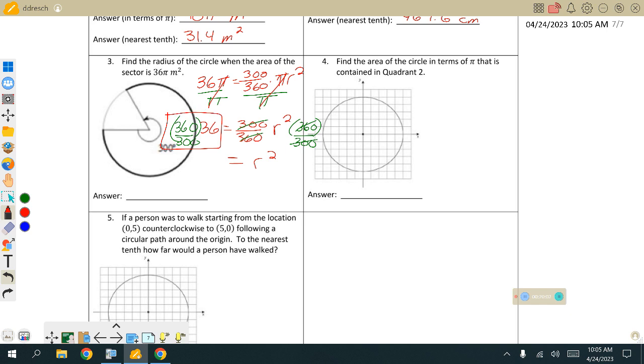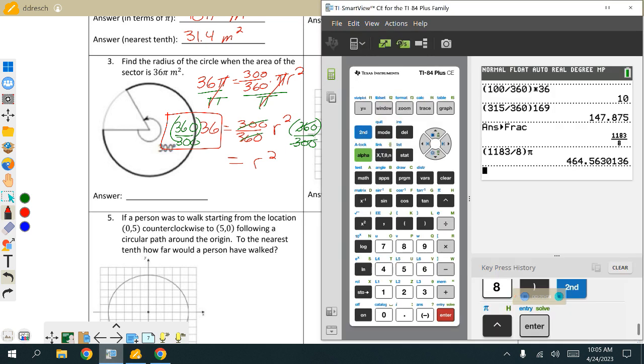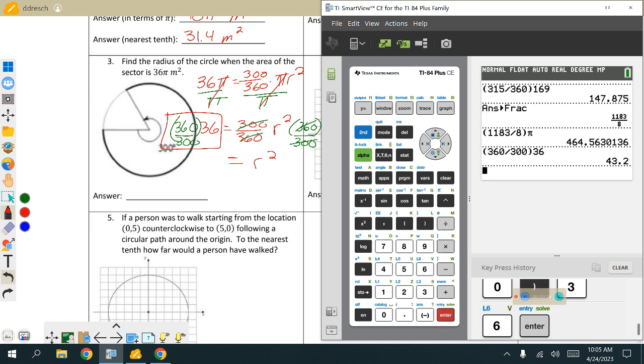360 over 300 times 36. Let your calculator do the work for yourself. Okay, got calculators, there's no reason to think that through. Times it by 36, we said. Answer is, so we got 43.2.